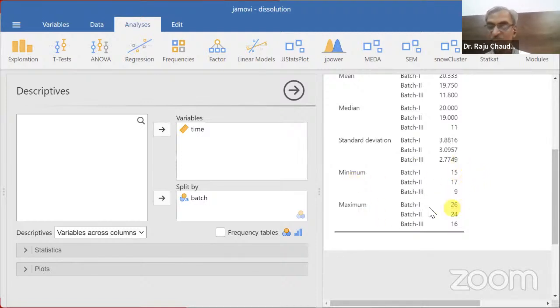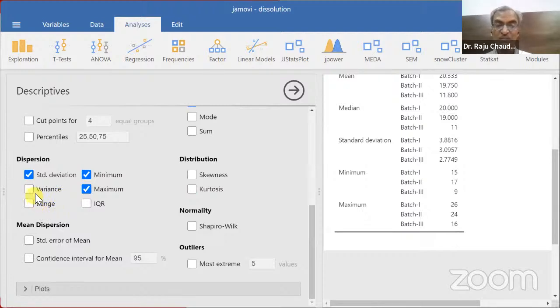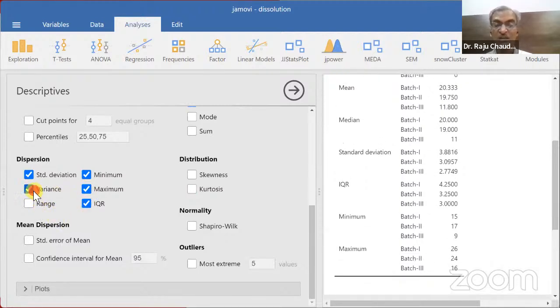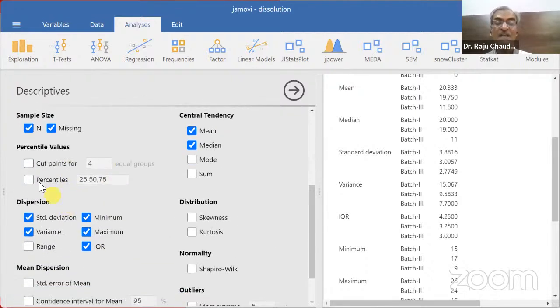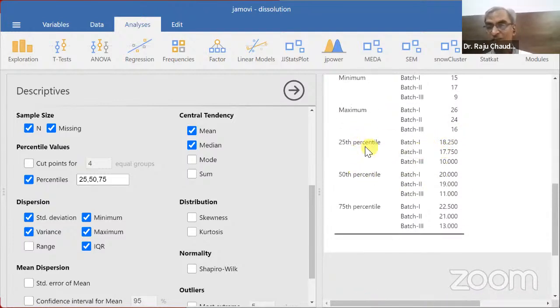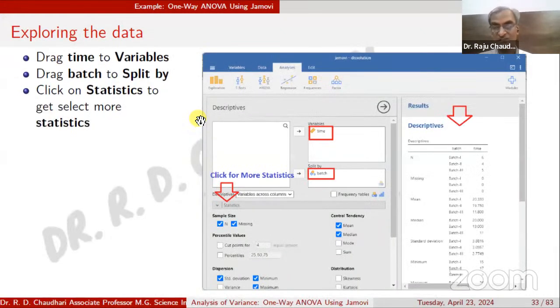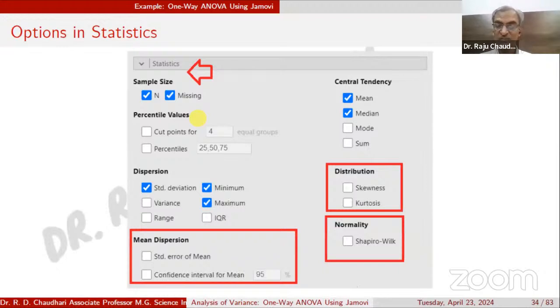Minimum value, maximum value. Apart from this, if you want more statistics, you can choose from this, right? Say for example IQR or variance. So you can choose that. Even if you want the percentile, you can choose that, right? So these are the outputs. In the same summary table, we will get the output. So this is as per our requirement. From the statistics section, we can select different statistics. Okay, so this is how we can select, right?